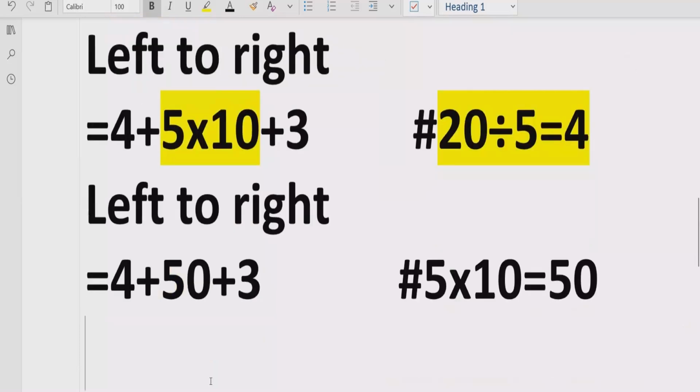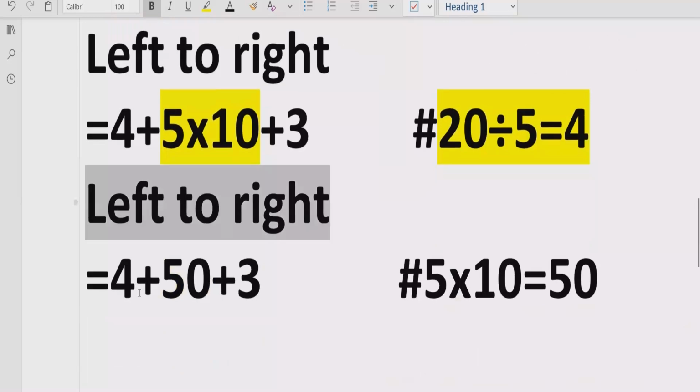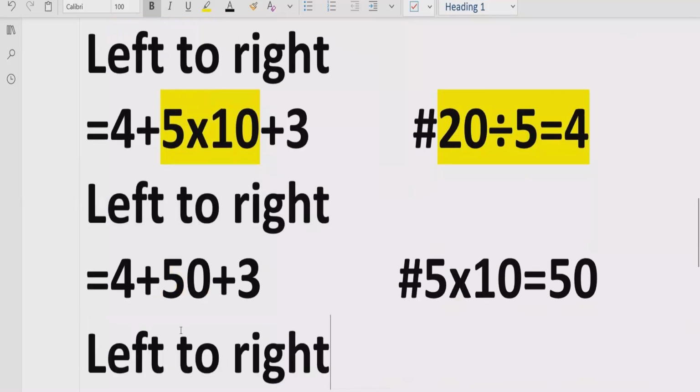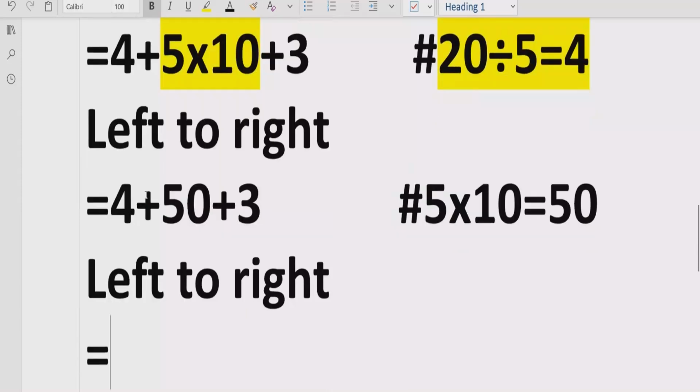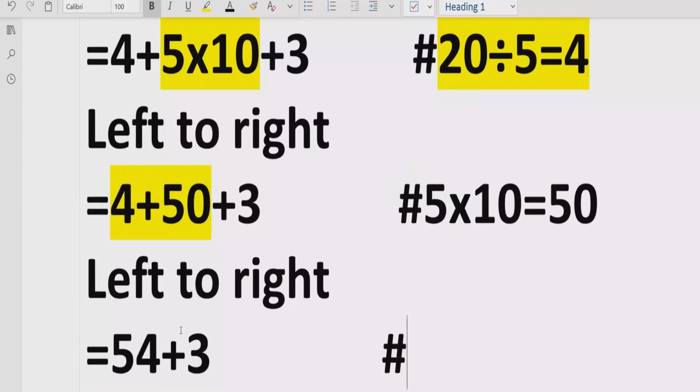Now we have three terms. We do not have any multiplication and division, so now we will solve the addition. First of all, I'm solving this one: 4 plus 50 equals 54, plus 3, writing as it is. And now I'm giving the reference here: 4 plus 50 equals 54.